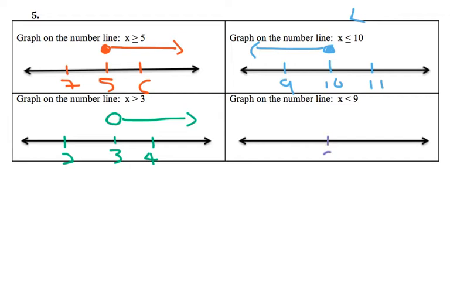And then this last one, we have 9, 10, 8. It says x is less than 9. Again, there's no or equal to sign. So I'm going to use an open circle just to mark 9. And I'm shading in everything less than.